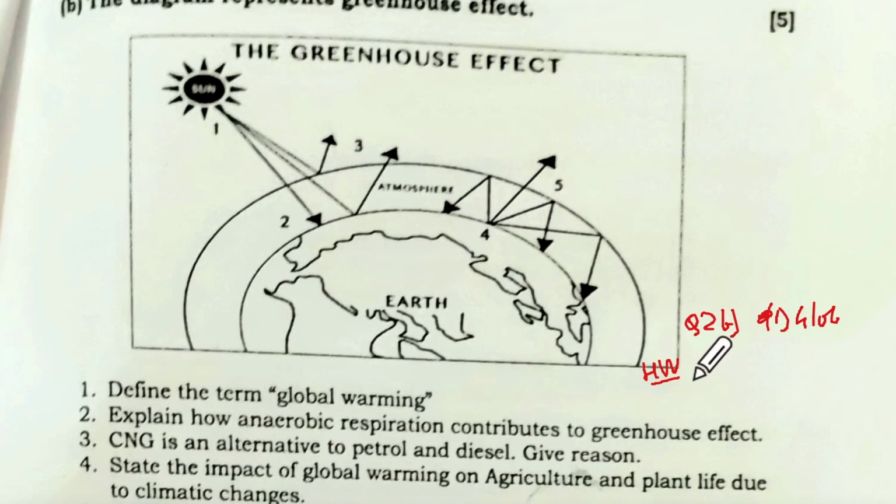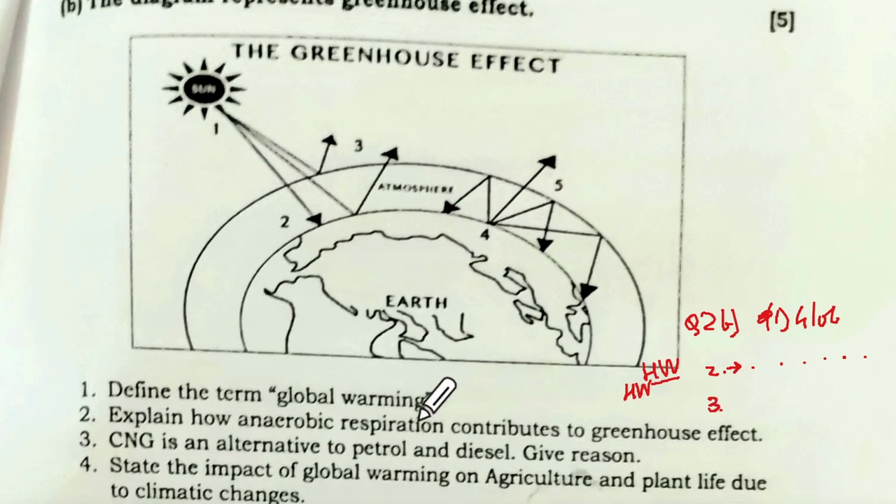Okay, then we come to the second. What is the second one? Explain how anaerobic respiration contributes to greenhouse effect. This again you will have to write. Can you write over there? Contribution of anaerobic respiration to greenhouse effect. Write it down. I'm not writing, I don't have enough space. And this again you will write for 1 mark. Write for homework.